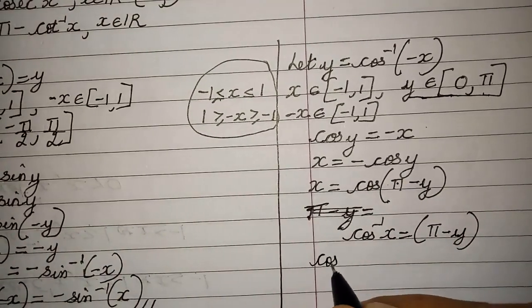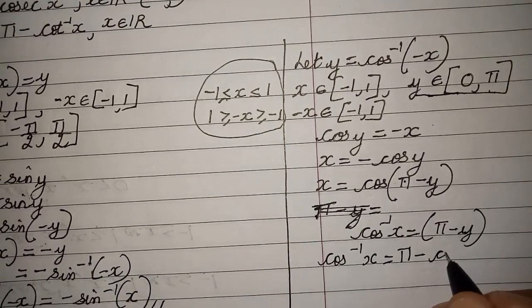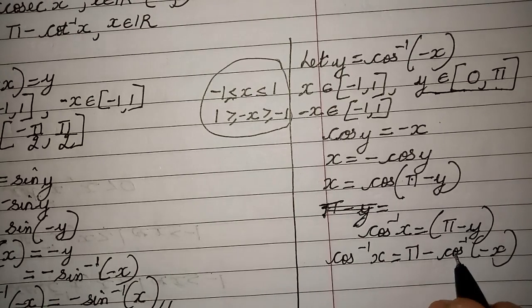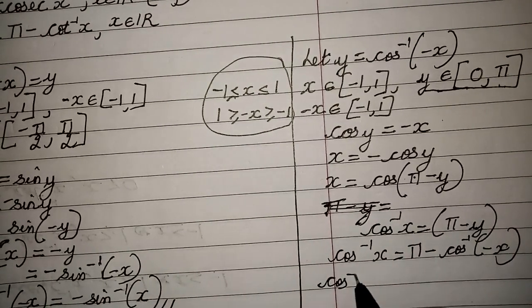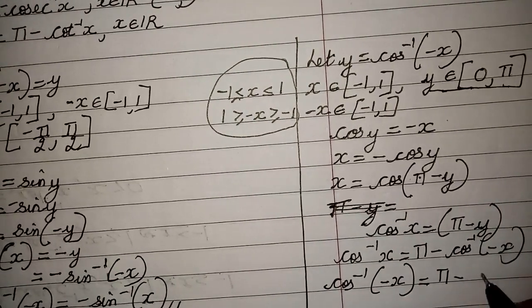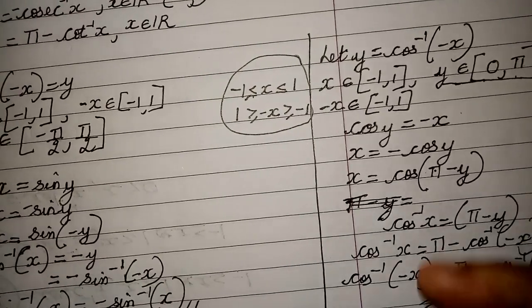So this is cos inverse of x is equal to pi minus, what is our y, children? Cos inverse of minus x. So what will happen? In the next step, if I take this term here, I will get cos inverse of minus x is equal to pi minus cos inverse of x, which is my second property.